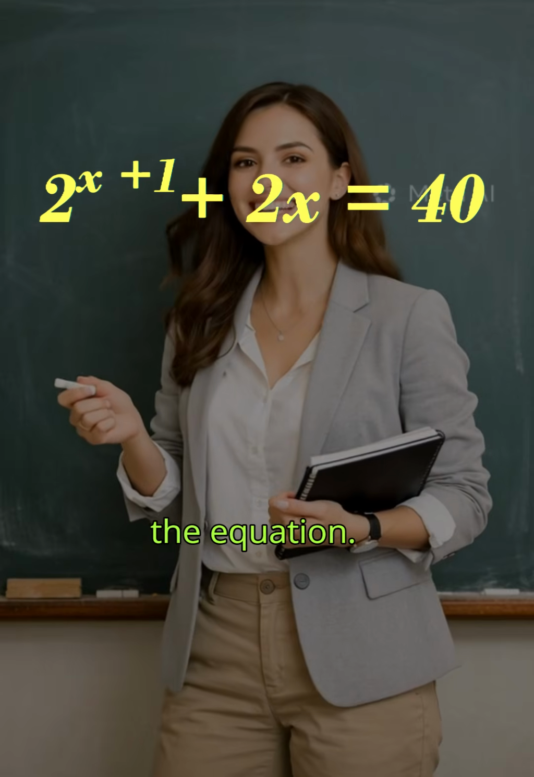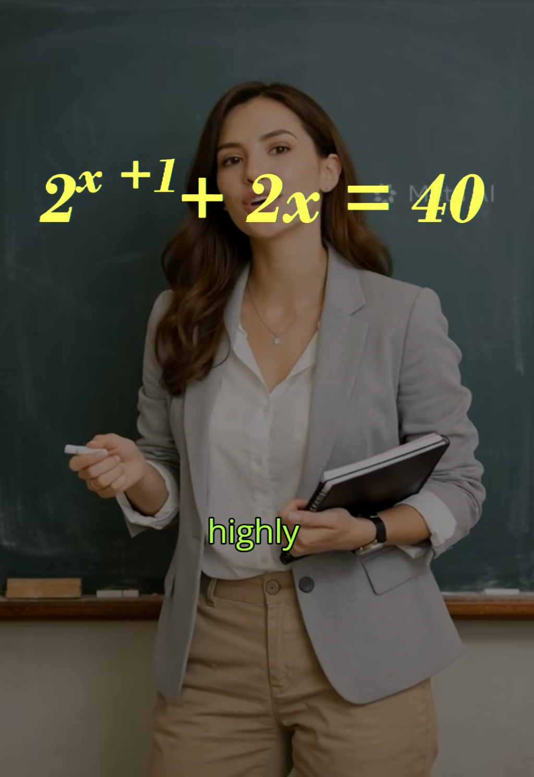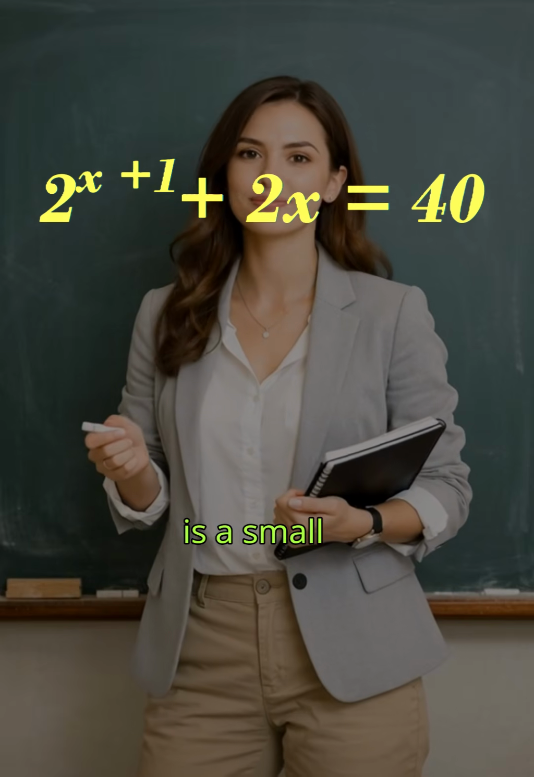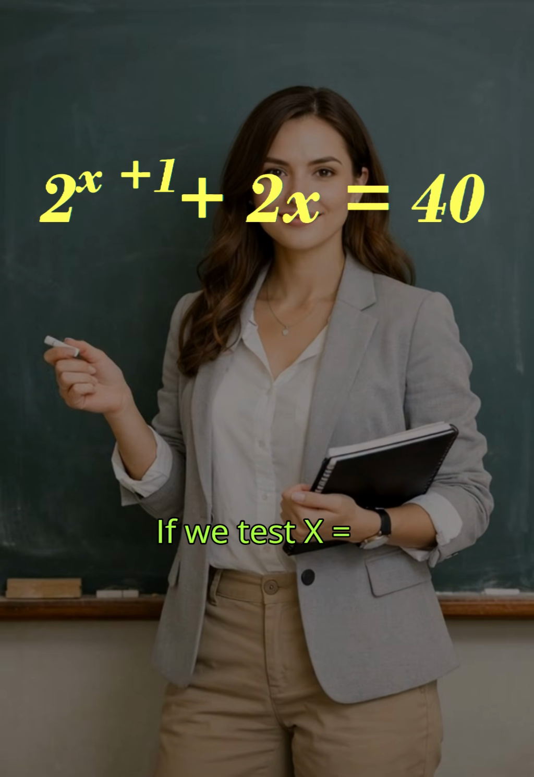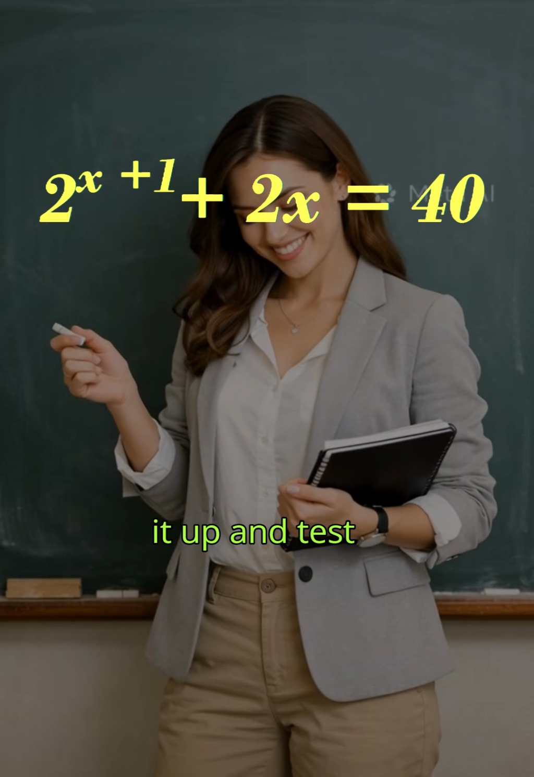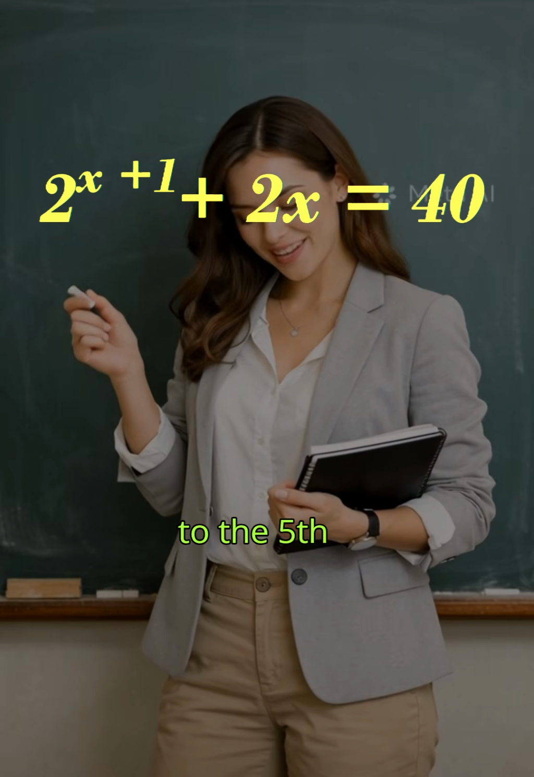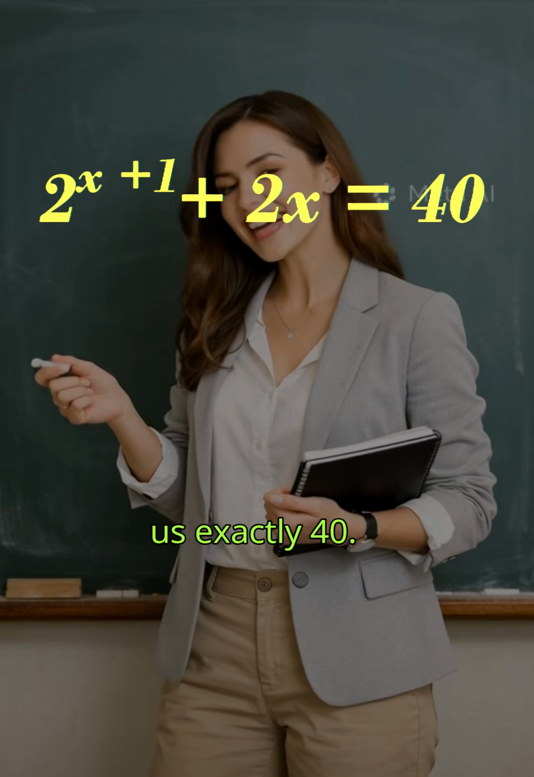Given that the right side of the equation is a clean, round integer like 40, it is highly probable that our solution is a small whole number. If we test x equals 3, the expression yields 22, which is too small. But when we step it up and test x equals 4, the math clicks perfectly. 2^5 plus 8 gives us exactly 40.